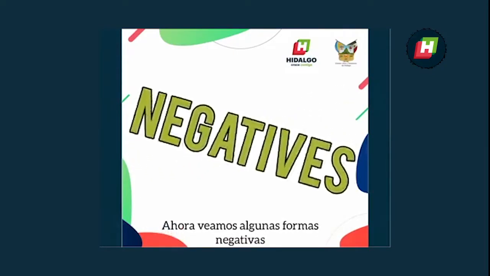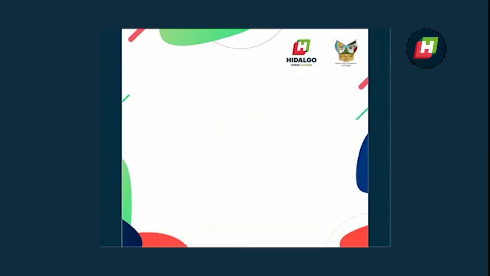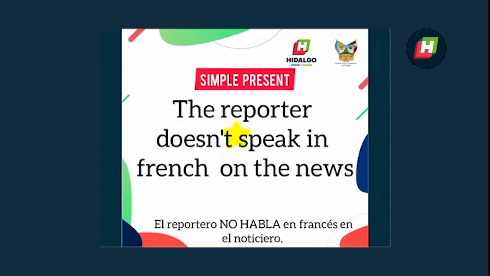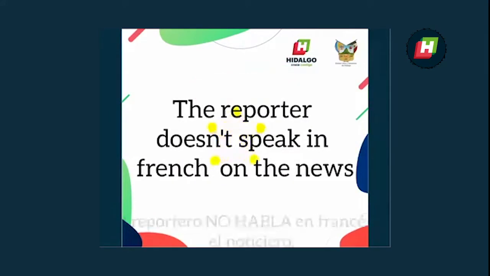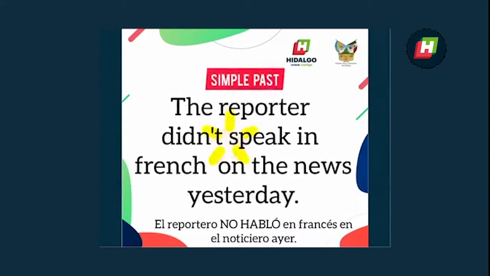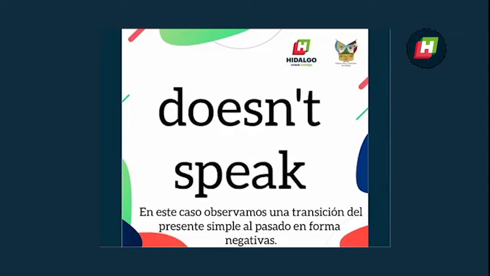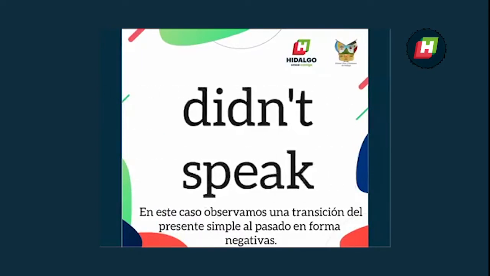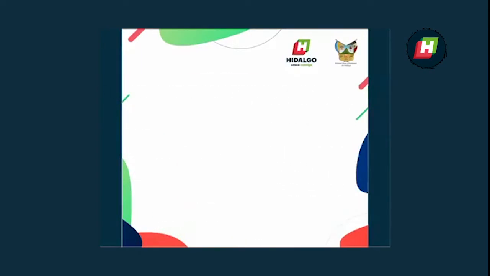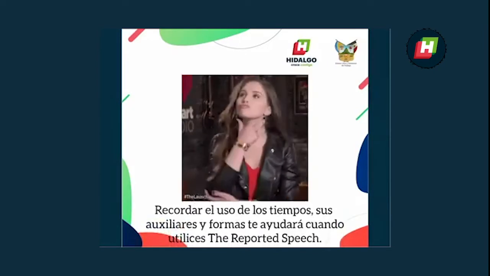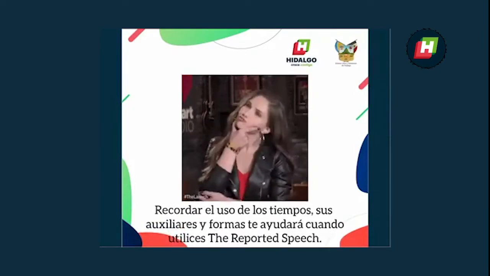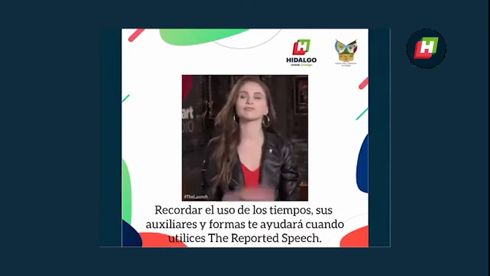Now, let's see some negative forms. The reporter doesn't speak in French on the news. The reporter didn't speak in French on the news yesterday. In this case, we observe a transition from the present to the past in negative form. Remembering the uses of the tenses, their auxiliaries and forms will help you when you use reported speech.